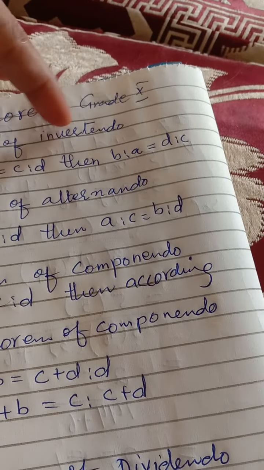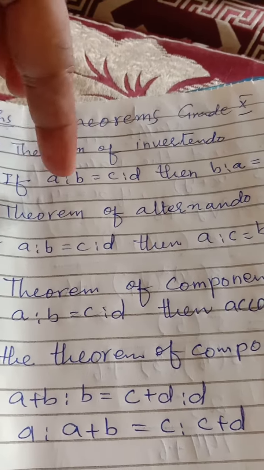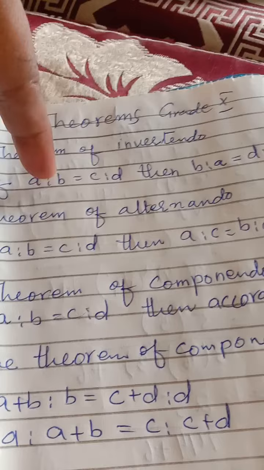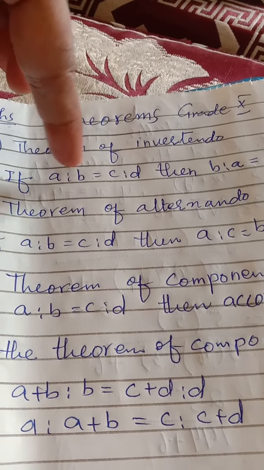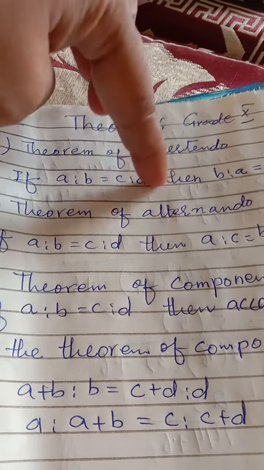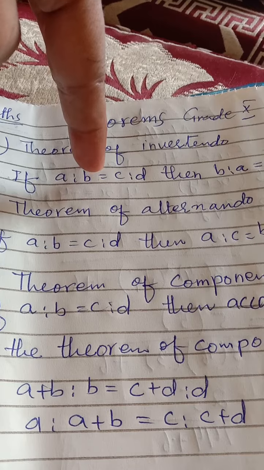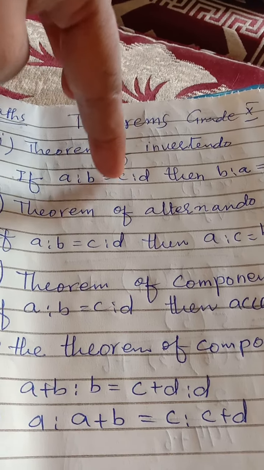By the name of this theorem you can understand invertendo. We can take the inverse of these ratios, like A is to B, so we can take it as B is to A. So if A is to B is equal to C is to D, then it can be proved that B is to A will be equal to D is to C.